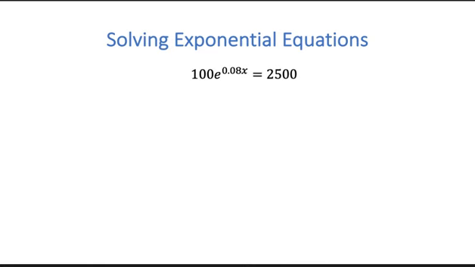Solve the exponential equation 100 times e to the 0.08x is equal to 25,000. We want to solve for x. So first thing I'm going to do is divide by 100. And then the next thing I'm going to do is take the natural log of both sides. Why the natural log? Well, I'm taking the natural log because I want to get x by itself.